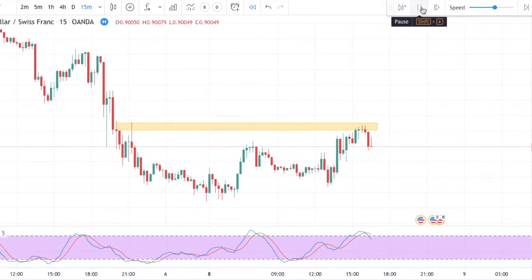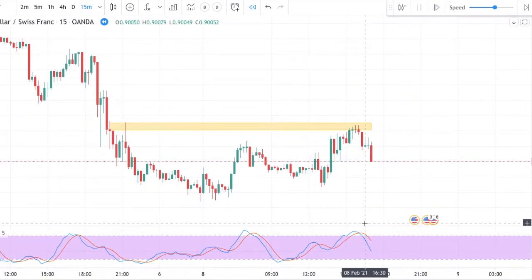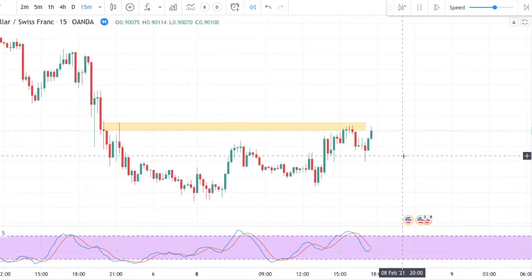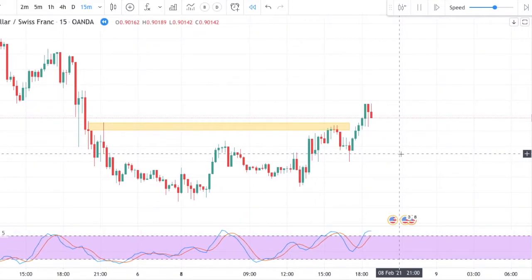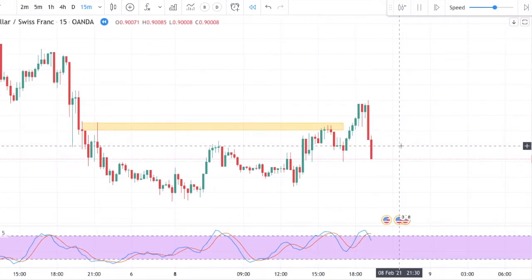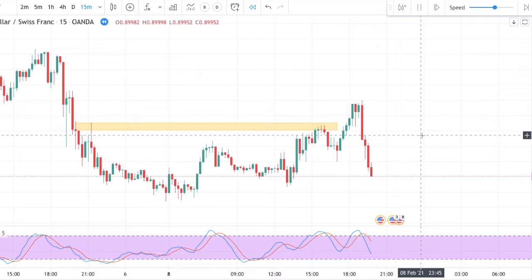And price starts moving down. You see the crossover of the stochastics also happening. You take a sell, and for some reason price suddenly goes against you. It takes out your stop and then goes back in the direction that you wanted it to.